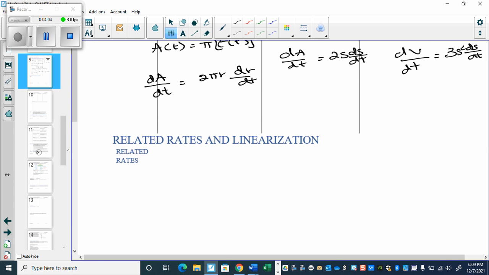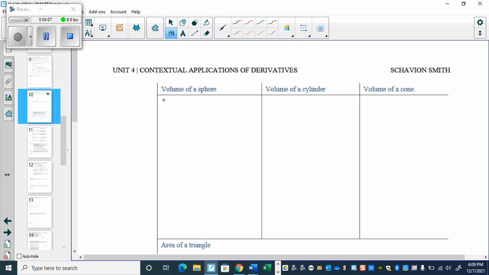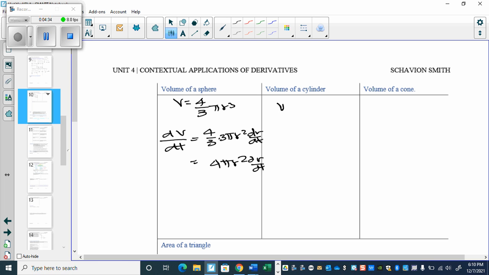All right, so moving on, the volume of a sphere: volume equals 4/3 pi r cubed. As a derivative, it will be dV dt equals 4/3 times 3 pi r squared dr dt. Simplified, that would just be 4 pi r squared dr dt. Volume of the cylinder would be volume equals pi r squared h.